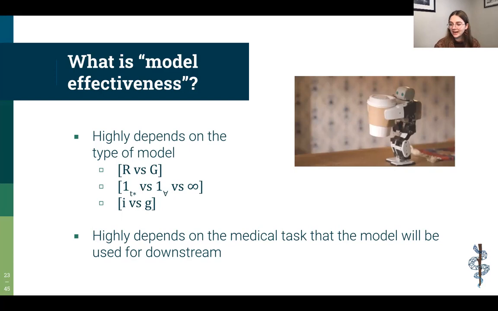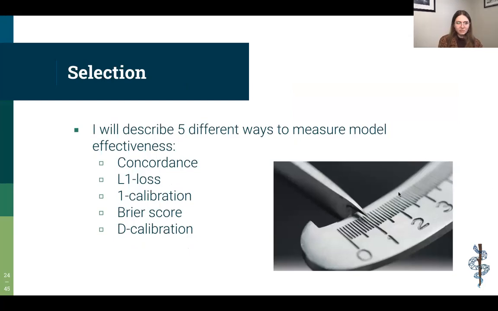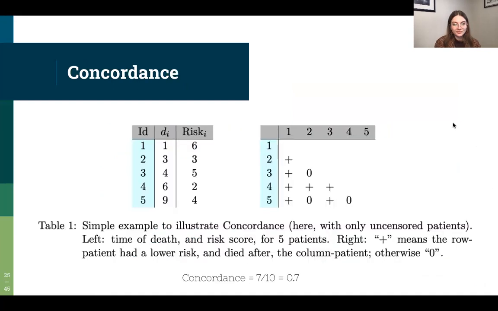But it really is highly domain specific how to define model effectiveness generally, as many models are used for many different tasks. But I'll talk about a few main metrics that are often used in this field. So I will go over concordance, L1 loss, calibration, Brier score, and D-calibration. So first I want to talk about concordance.